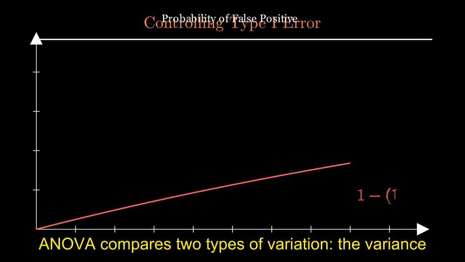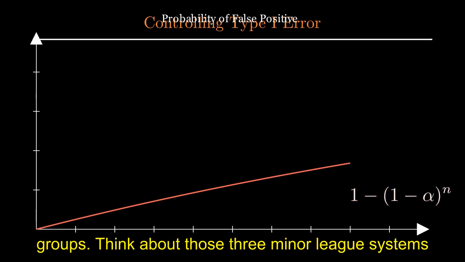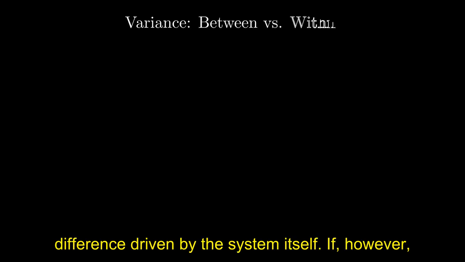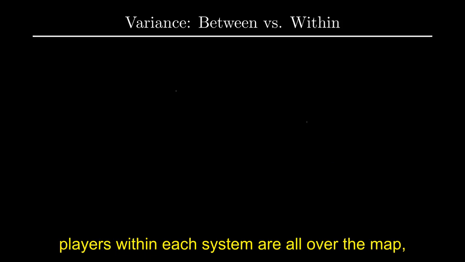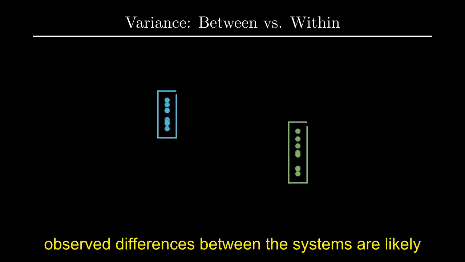At its heart, ANOVA compares 2 types of variation, the variance between the groups and the variance within the groups. Think about those 3 minor league systems again. If the average on-base percentage differs wildly between the systems, but players within each system perform very similarly, that suggests a real difference driven by the system itself. If, however, players within each system are all over the map, regardless of which system they came from, then any observed differences between the systems are likely just noise.